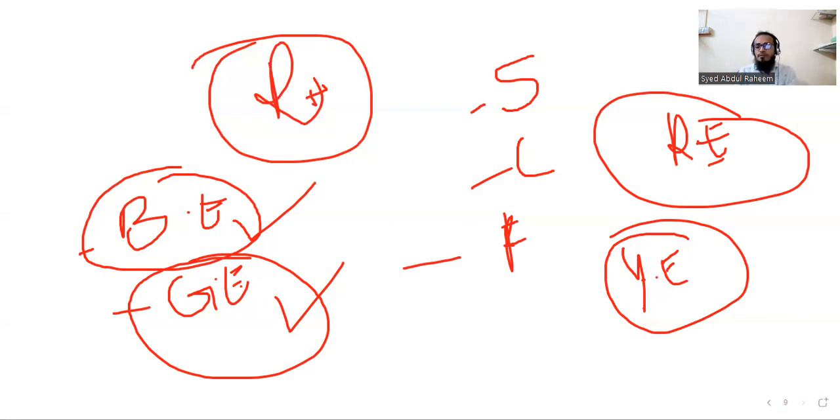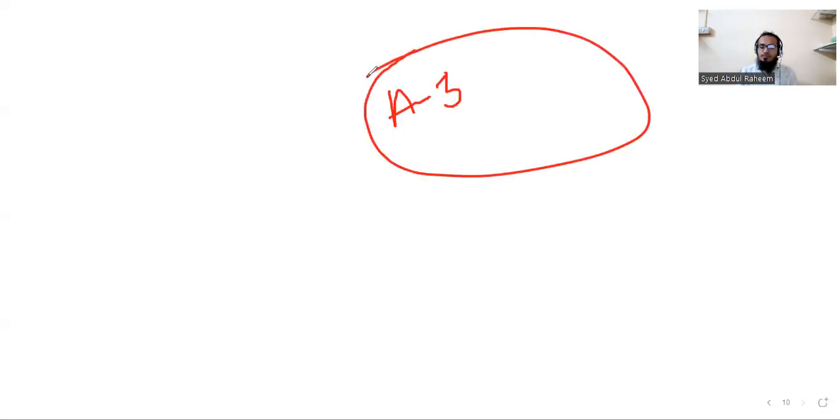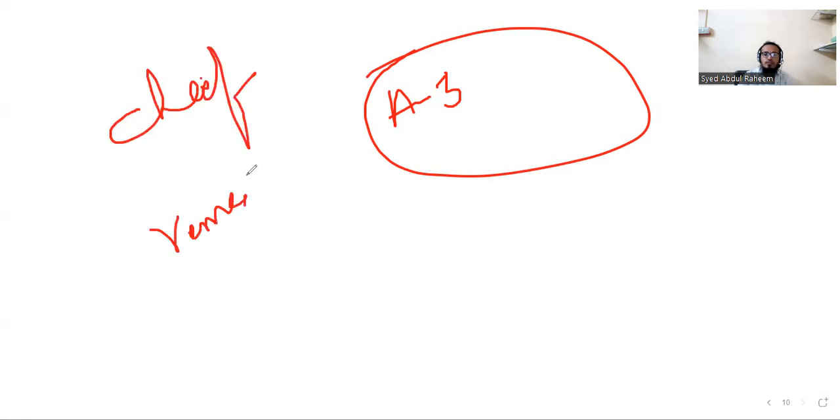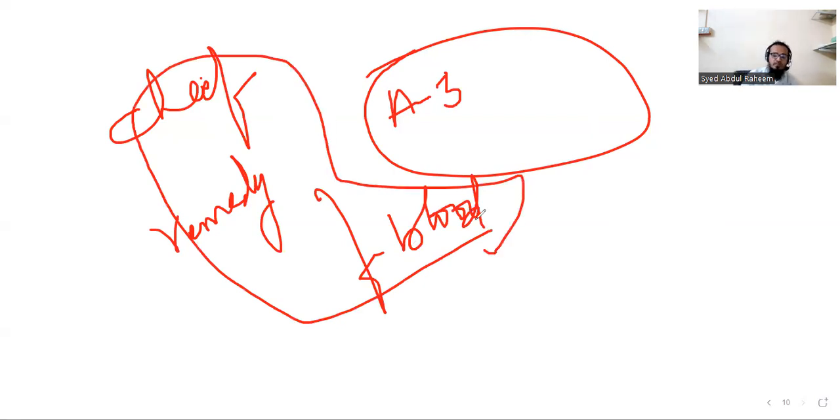Now we will talk about A3. A3 is also a blood remedy. I think it is the chief remedy of blood. Chief remedy of blood.